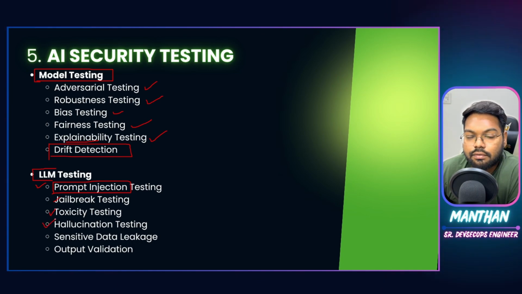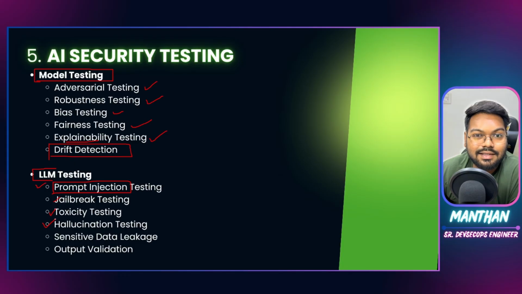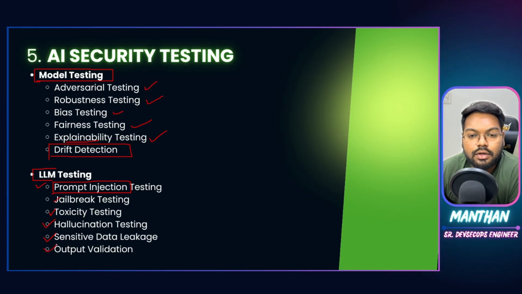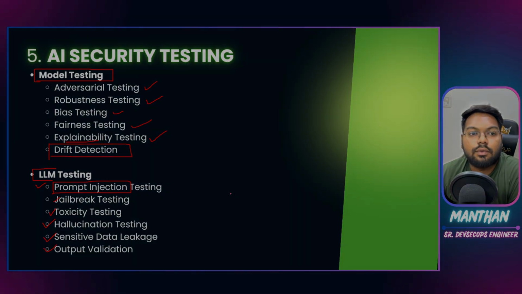Then hallucination: you need to test for cases where the model says, oh yeah, I know this, and produces gibberish output. That is hallucination. Then sensitive data leakage and output validation should also be tested for these AI security systems.